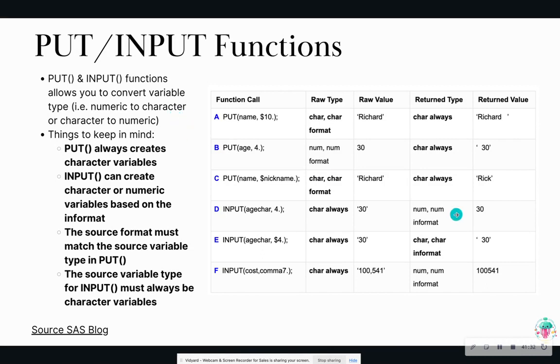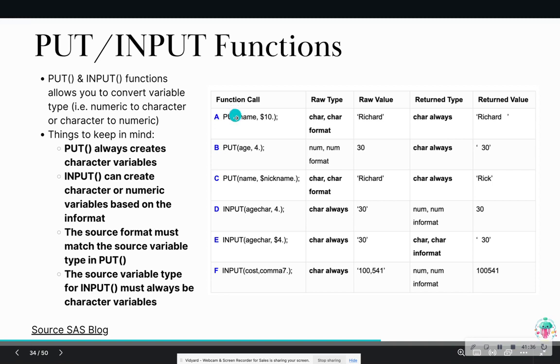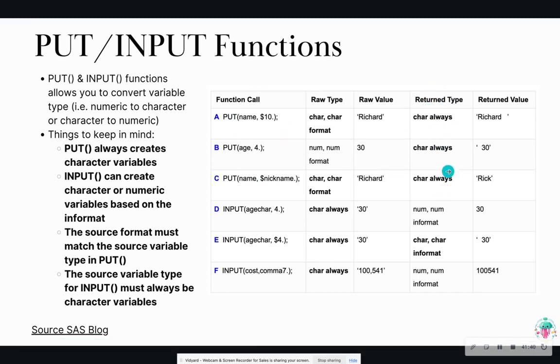So things to keep in mind, and it's explained in this chart here. But the put function always returns a character. Okay. It can only return a character. The input function can return a character or numeric. The source of the put function can be character or numeric. But the source of the input function has to always be character. So that means the input function can only take in character variables and change them to numeric and or character. The put function can take in either character or numeric, but it will always return you a character. Okay. So that seems a little counterintuitive, but try to remember that.